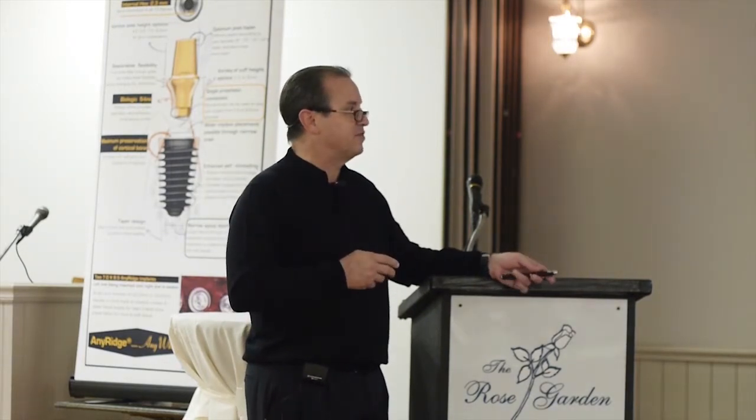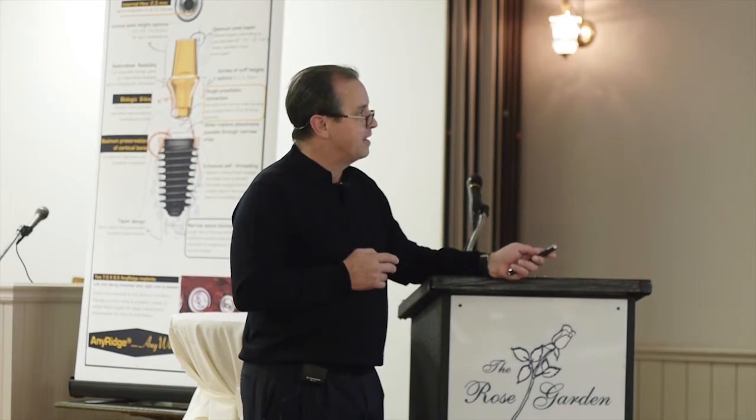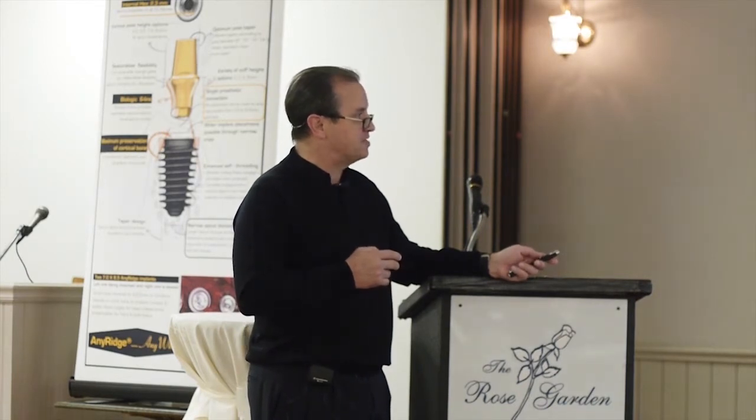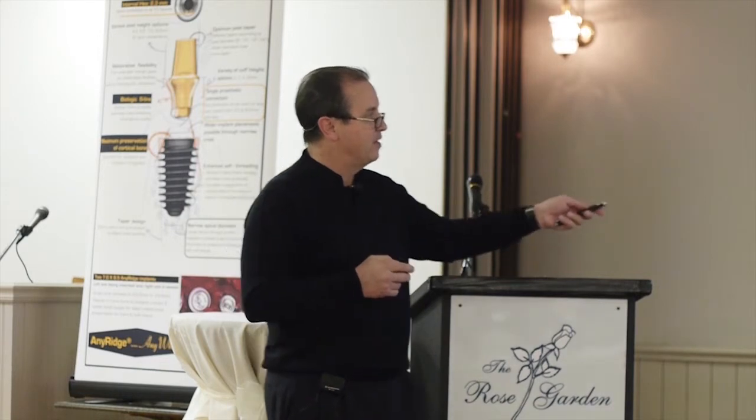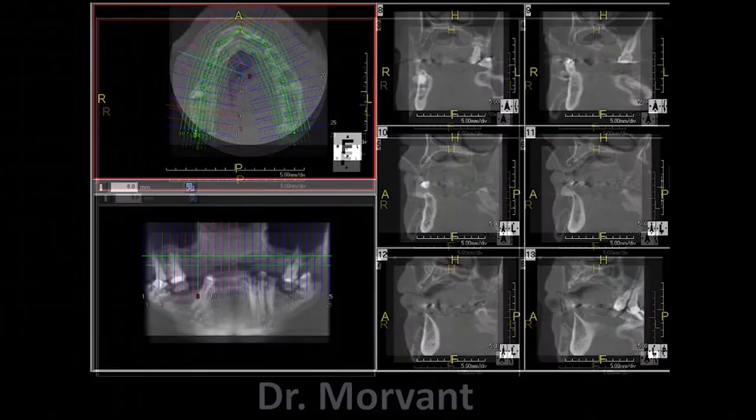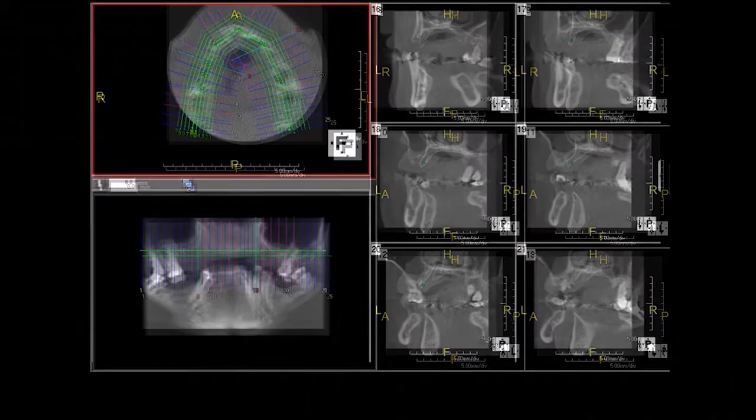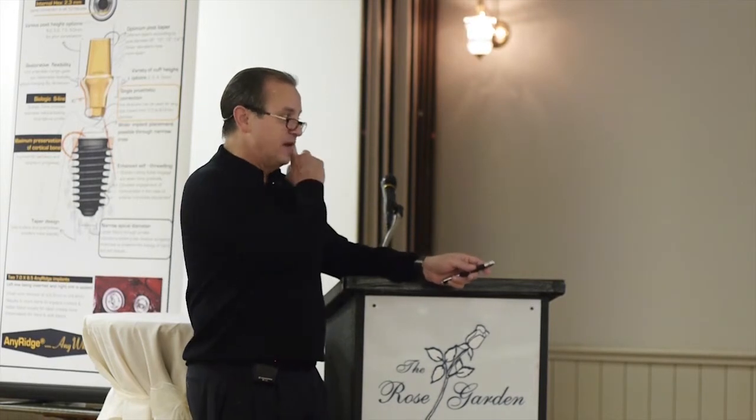Just some more examples of immediate placements. Let me run through the rest of this stuff. Here, we're looking at the number 14 site. Get a good idea of how much bone height is available. Here we've done an antral elevation, immediate placement of the AnyRidge. A lot of years ago, it was, well, we've got to augment this and then go back. These things grab that 3 or 4 millimeters of bone so well that rarely will we graft the site and then go back and do this later. We just do it at the same time.